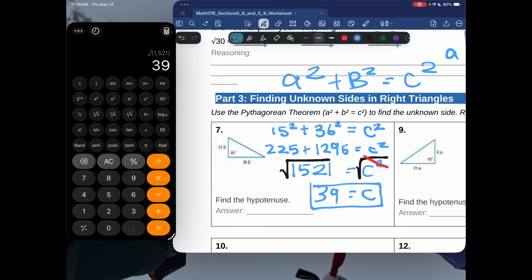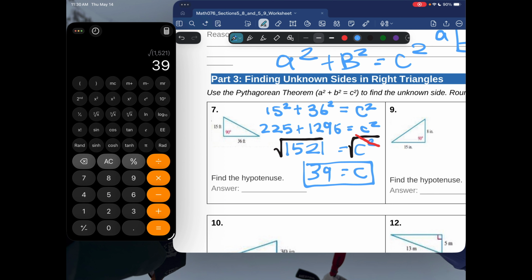Awesome. And then I am going to put my answer in, and I'm going to make sure I have units. I'm looking at a length. I'm looking at feet, because my units provided were feet. This is my final solution. Amazing. Okay, we get to try it again. We're going to crush it.